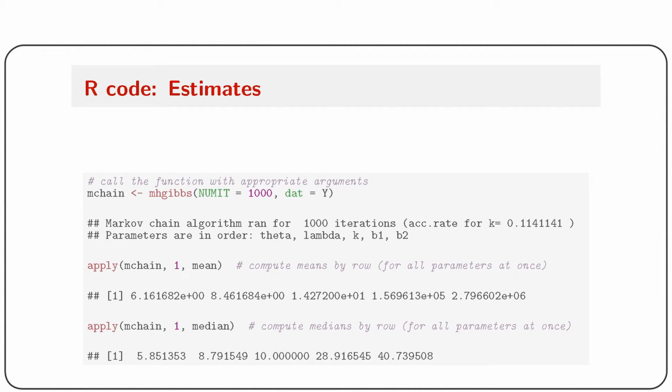So call the function with appropriate arguments: MH Gibbs, with the number of samples, say 1000, and data equals y. The Markov chain Monte Carlo algorithm ran for 1000 iterations, and the acceptance rate here is 0.11, with the parameters generated being theta, lambda, k, beta 1 and beta 2. For k, the mean of the m chain values will give you the estimate, and you can also get the median of the m chain values.